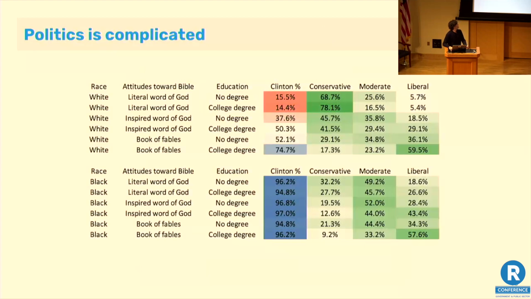Just to go through some more graphs, just to get at politics being complicated. This is just showing, two-way, support for the presidential candidate in 2016 by race, attitudes toward the Bible, and education, and then also showing ideology. And so you can see a bunch of things here that are interesting. The non-additivity of these things. The first is, generally speaking, being more religious generally corresponds with being more Republican among white people, but among African Americans, religious African Americans are actually somewhat more Democratic than less religious ones.